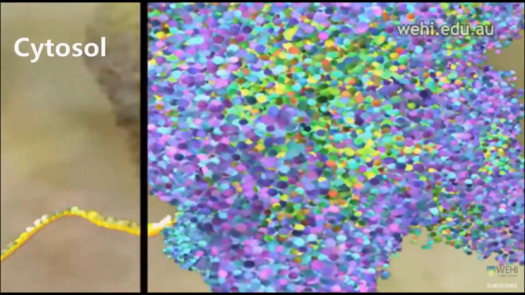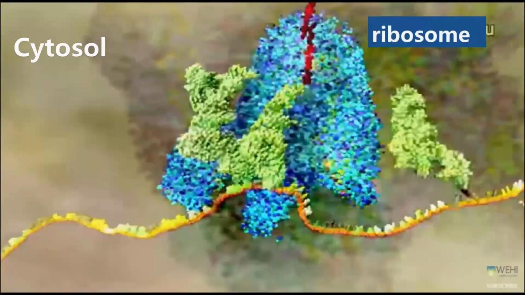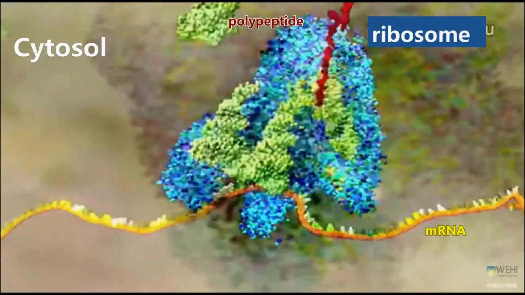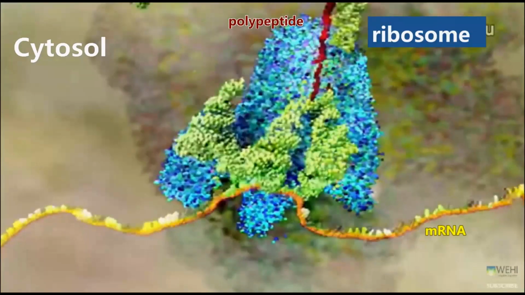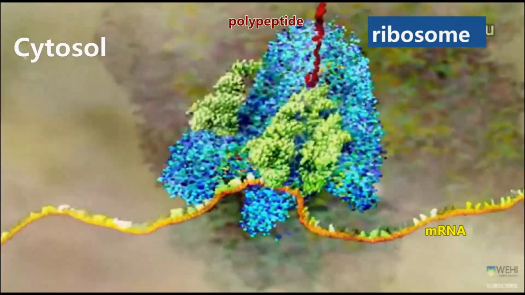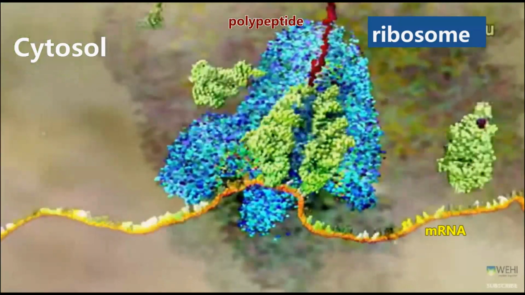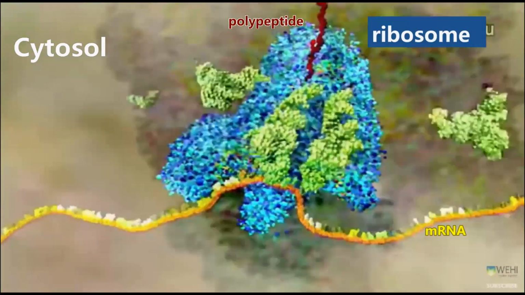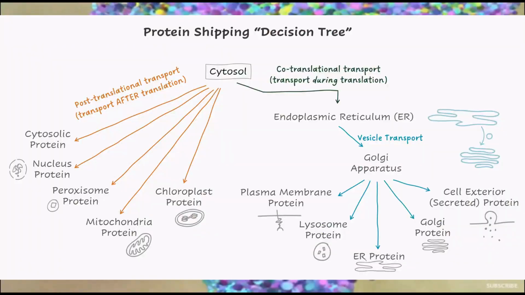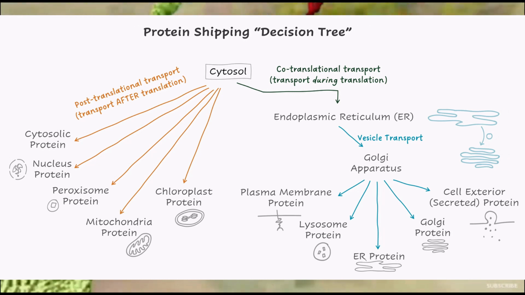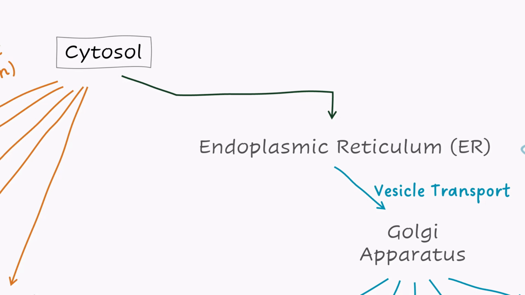Translation of all proteins in a eukaryotic cell begins in the cytosol, except for a select few proteins that are made in mitochondria and chloroplasts. But that aside, translation of most proteins in eukaryotic cells begins in the cytosol. And as a protein is made, it passes step by step through a shipping, quote-unquote, decision tree. At each stage, the protein is checked for molecular tags to see if it needs to be rerouted to a different pathway or destination. The first major branch in this decision tree comes shortly after translation starts.